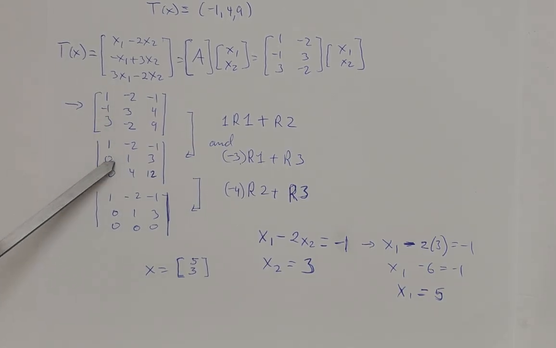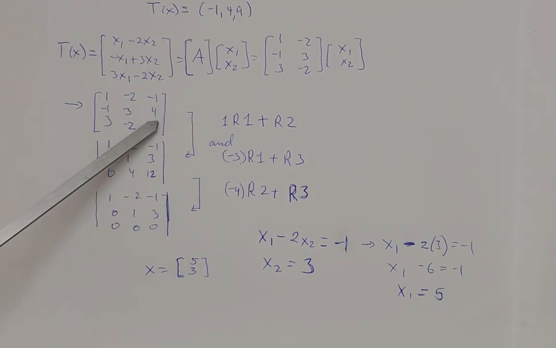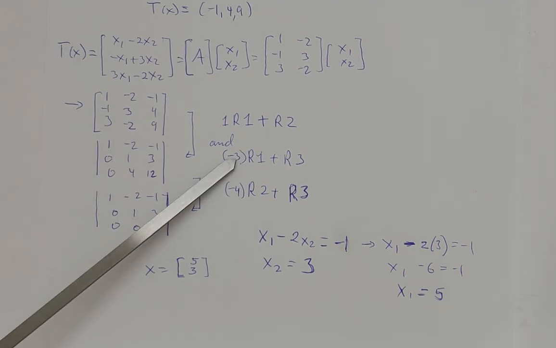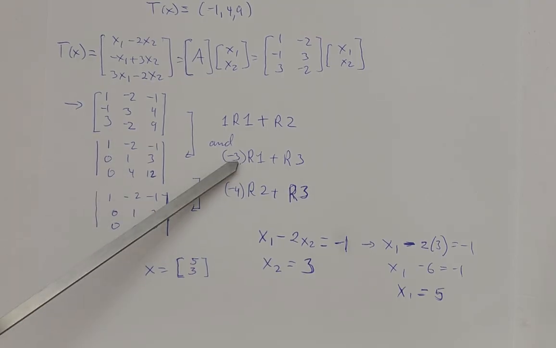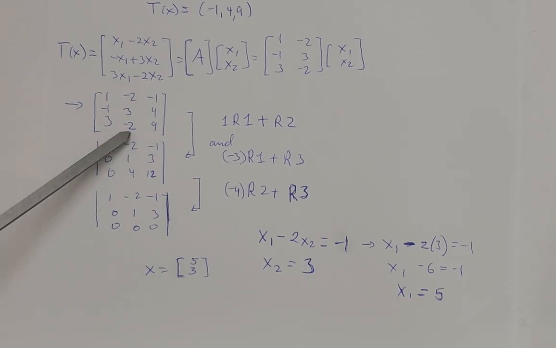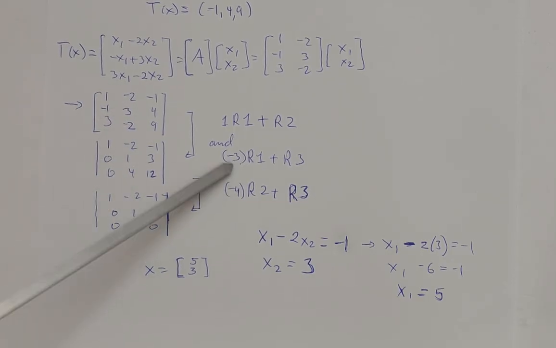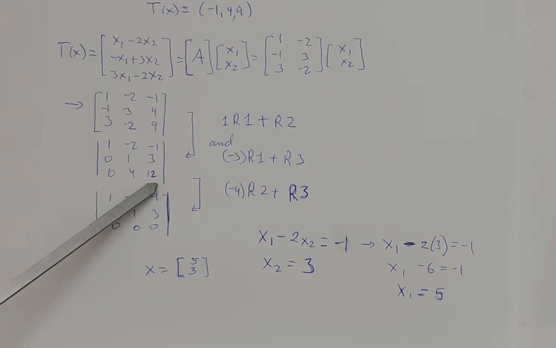Okay, so 1 times 1 gives me 1. Subtract 1 gives me 0. 1 times -2 is -2, plus 3 gives me 1. 1 times -1 is -1, plus 4 gives me 3. Repeat this process for row 3. -3 times 1 is -3, plus 3 gives me 0. -3 times -2 gives me +6. Subtract 2 gives me 4. -3 times -1 gives me +3. +3 plus 9 gives me 12.